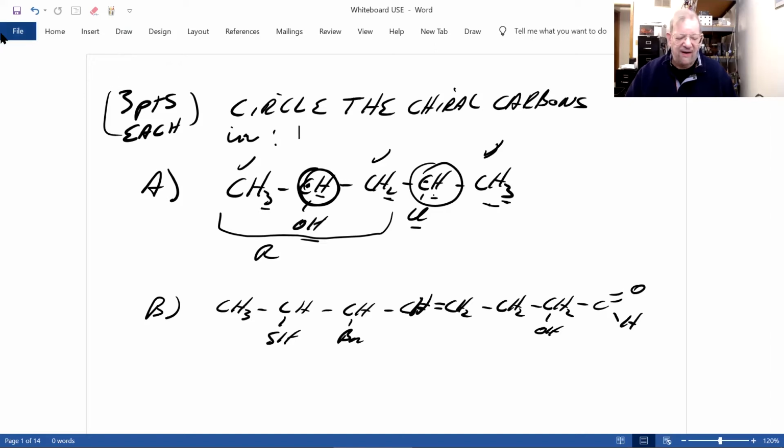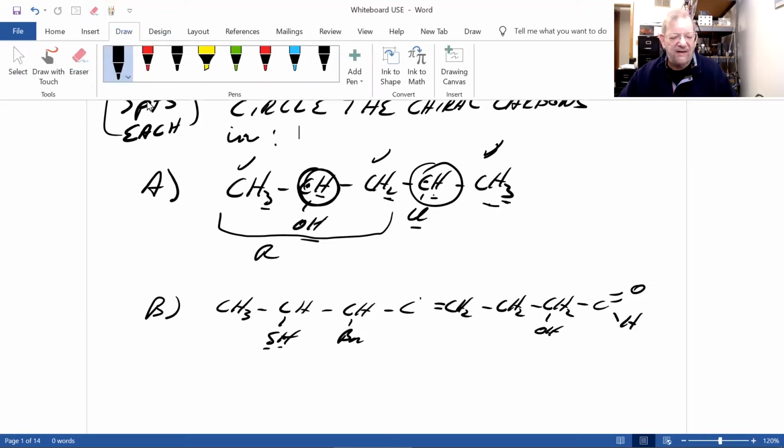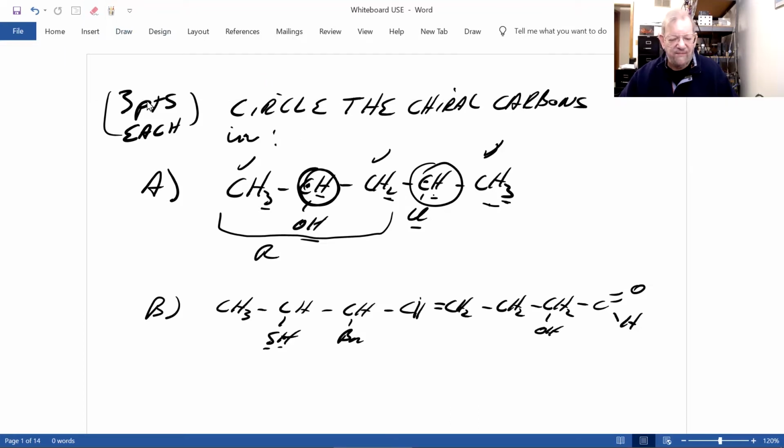All right. Oops. This is SH. Let me clean this up. This is a double bond. And why don't you circle all the chiral carbons in that molecule?